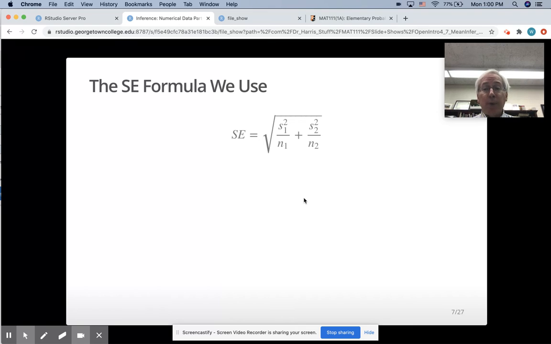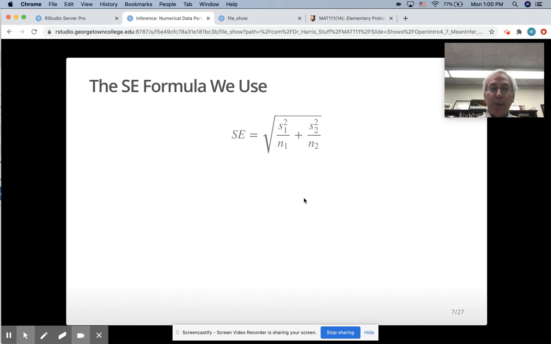What are we going to do about degrees of freedom? Well, if we're turning everything over to R, it will have an internal formula, rather complicated, for calculating degrees of freedom based on the sample sizes N1 and N2.